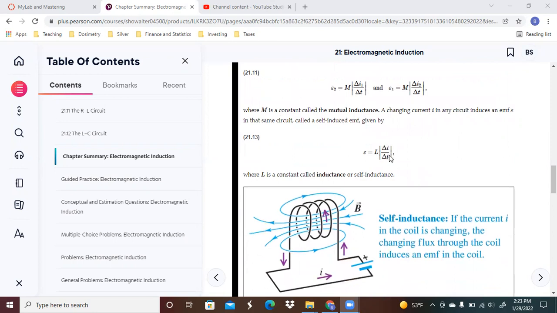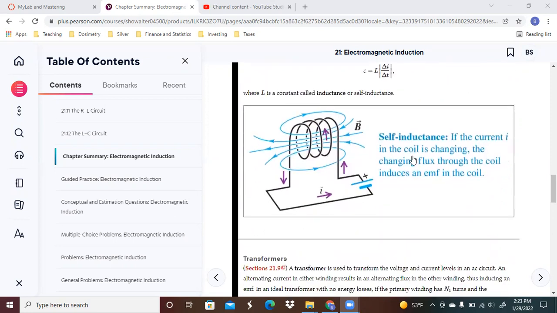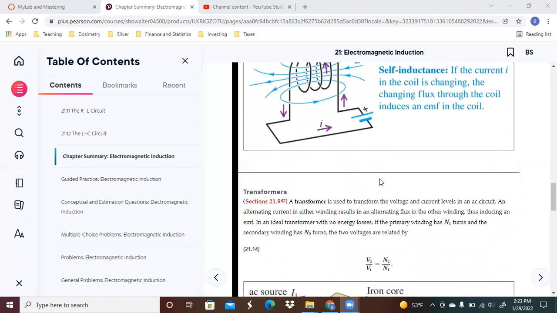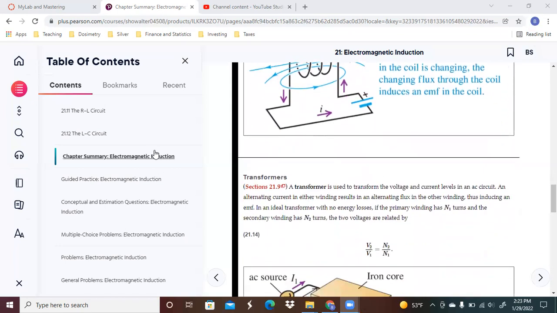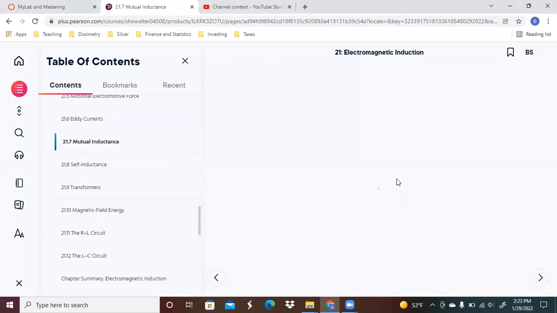And then you have an EMF that's induced in the circuit itself by its changing current. There's a lot going on there, I get that. So for self-inductance, if the current I in the coil is changing, the changing flux through the coil induces an EMF in the coil. We'll get to a little bit of that in a second. So let's actually go to that, and then we'll talk about transformers.